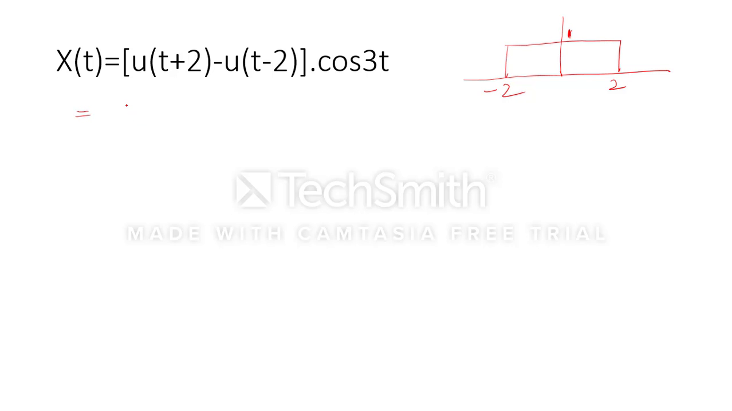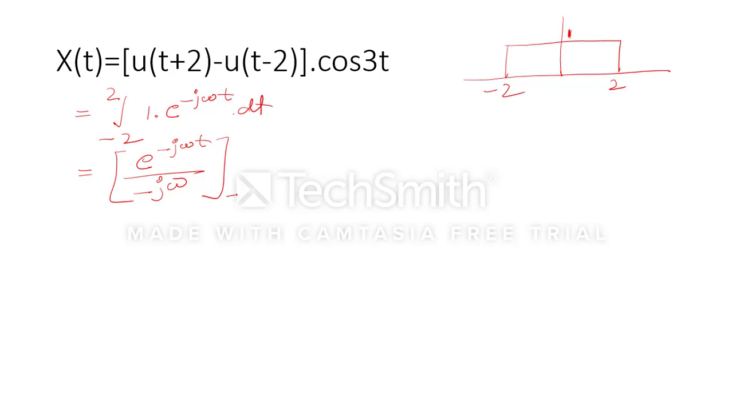Now here x(t) = [u(t+2) - u(t-2)] cos 3t. So first of all, we will try to plot u(t+2) and u(t-2). It will become a pulse. Here it is minus 2, it is plus 2, and the magnitude is 1. So the Fourier transform of this function will be the integral from minus 2 to 2 of 1 times e^(-jωt) dt. When we integrate it, we will get e^(-jωt) in the numerator, in the denominator minus jω, with limits minus 2 to 2.